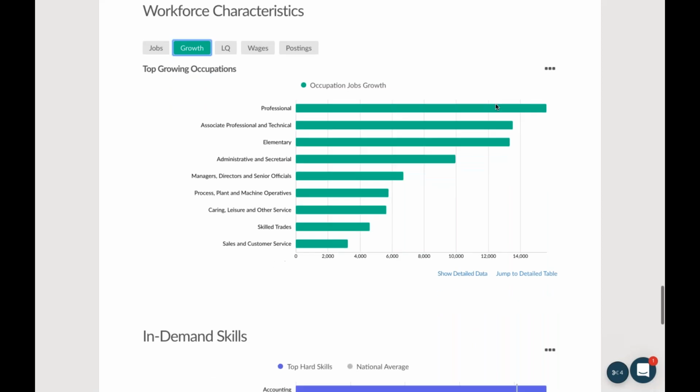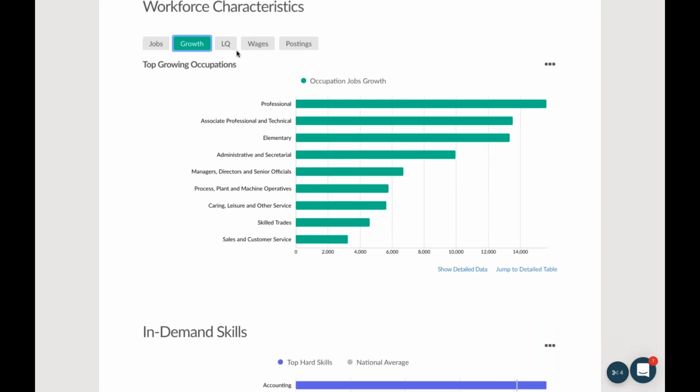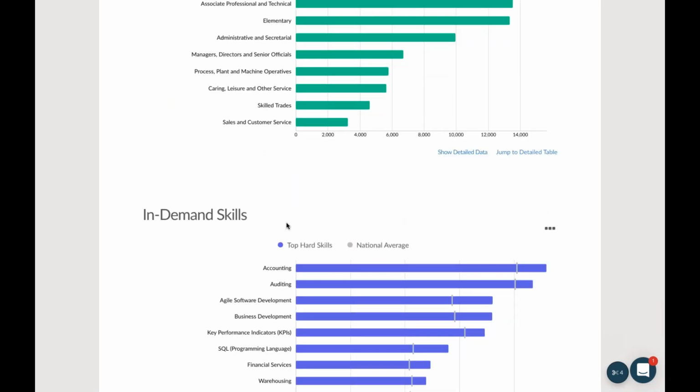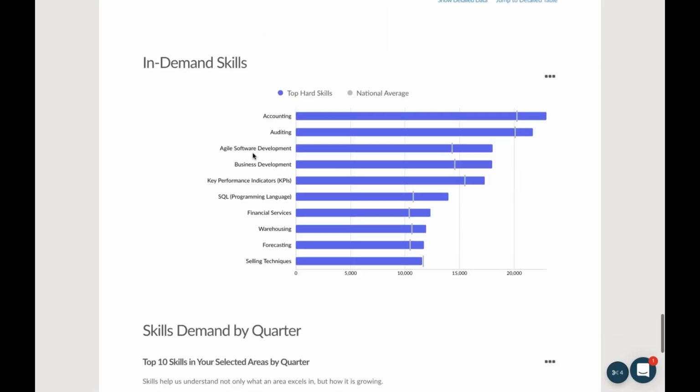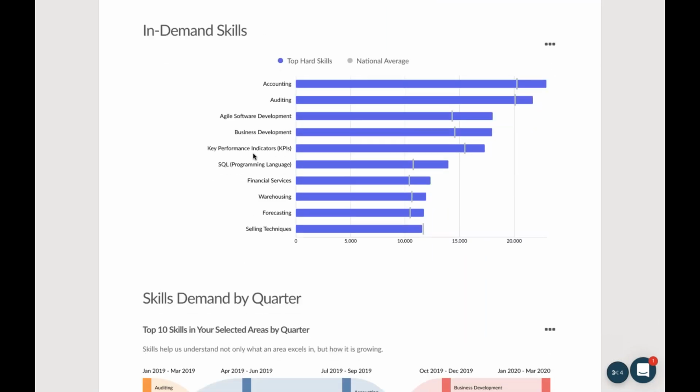Again, we could look at LQ, wages and postings for workforce characteristics, but I'm not going to go through all these things, just trying to give you an idea of the kind of things to look for, and then you can get into the tool yourself and look at the varying levels of data for your area. So all the data that we've looked at so far has been based on structured government data. It's the data that we take from government annually, and then we build the projection methodology into that.